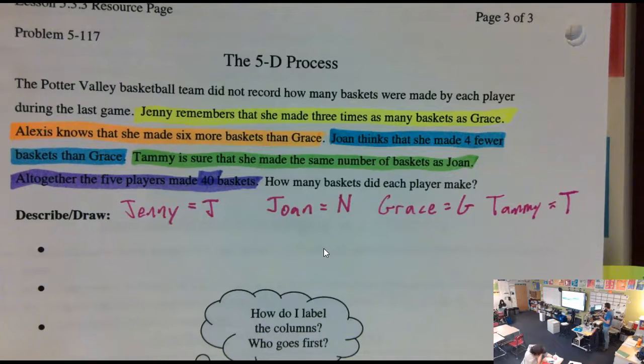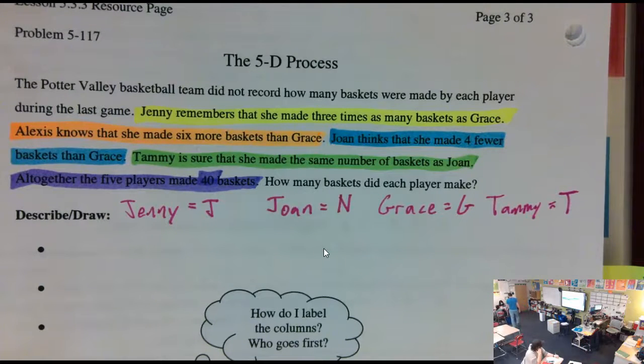Three times as many. Now wait a minute. This is saying Jenny. Remember that she's made 3 times as many as Grace. That's not J times 3. That's actually J equals what times 3? Yeah, Grace is what needs to be times 3.